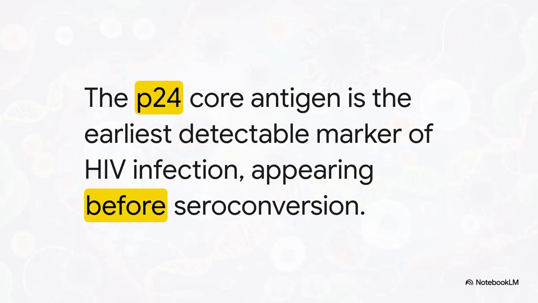And that brings us to the clinical side of things. Why do we care so much about these proteins? Well, the P24 core antigen is especially important because it's the earliest marker of HIV infection we can detect in the blood. It actually shows up before the body has even started making antibodies, during that period we call seroconversion. So, finding P24 tells us there's active viral replication happening right now.